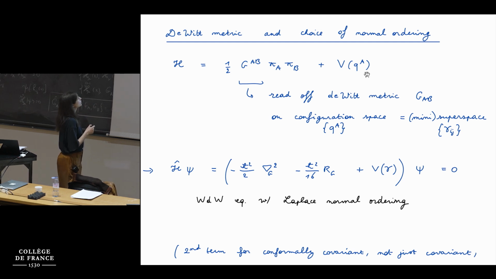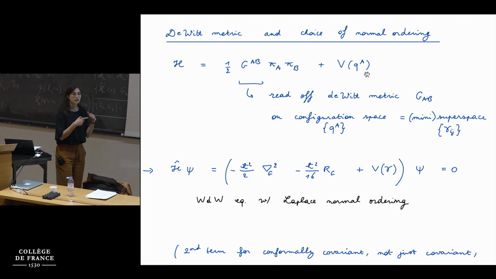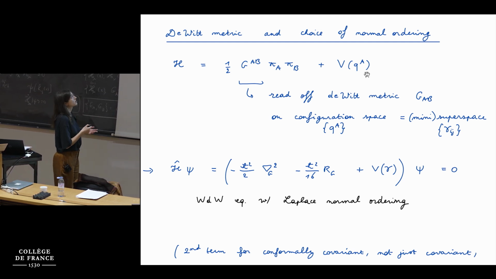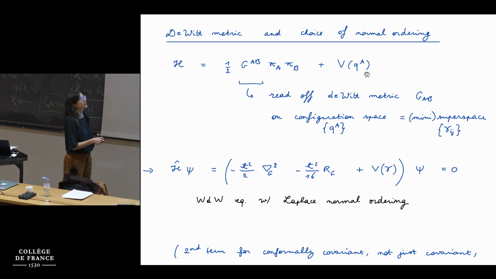Good, so our curly H Hamiltonian, the one in the Hamiltonian constraint, like we said, is quadratic in the momenta, so it takes this general form. Again, this is in the discussion excluding the counter term. So you can read off from the form what this big G AB is, and that is the DeWitt metric, which is the metric on configuration space, which we call superspace or mini superspace.